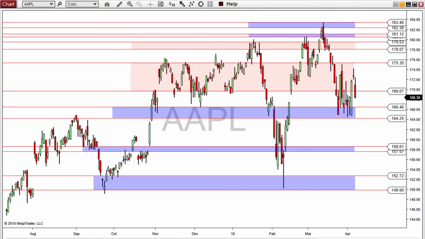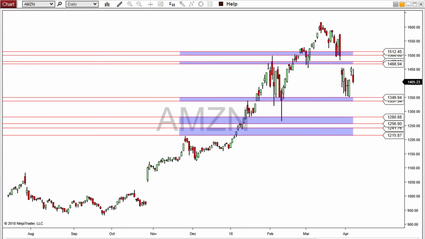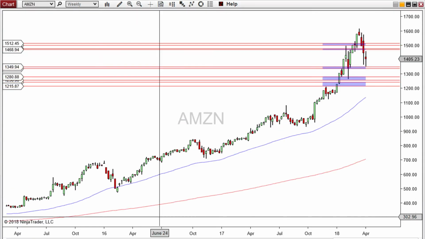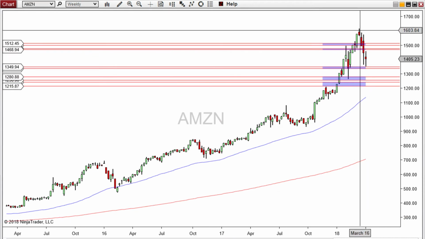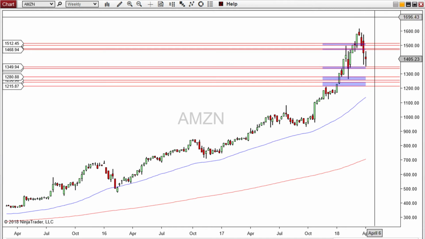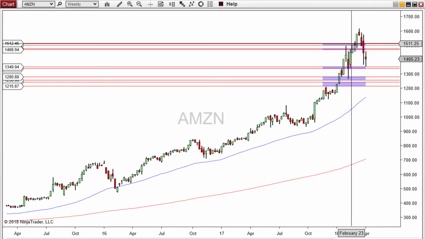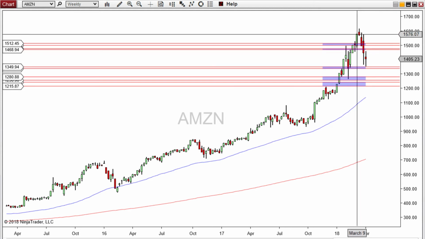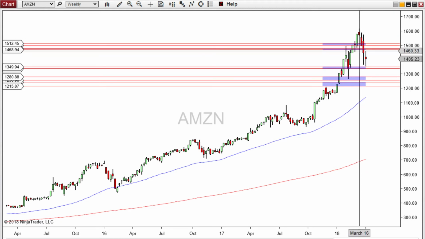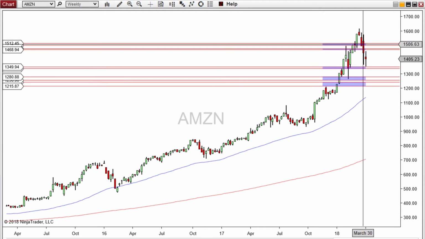Okay, and let's take a look at Amazon. Amazon also seems like it might have a little bit of a near-term top here. You see this weekly chart here, here's the weekly evening star. And if you go back and take a look at the last top that Apple made, it's pretty much this type of pattern. And you see this big candle coming down.